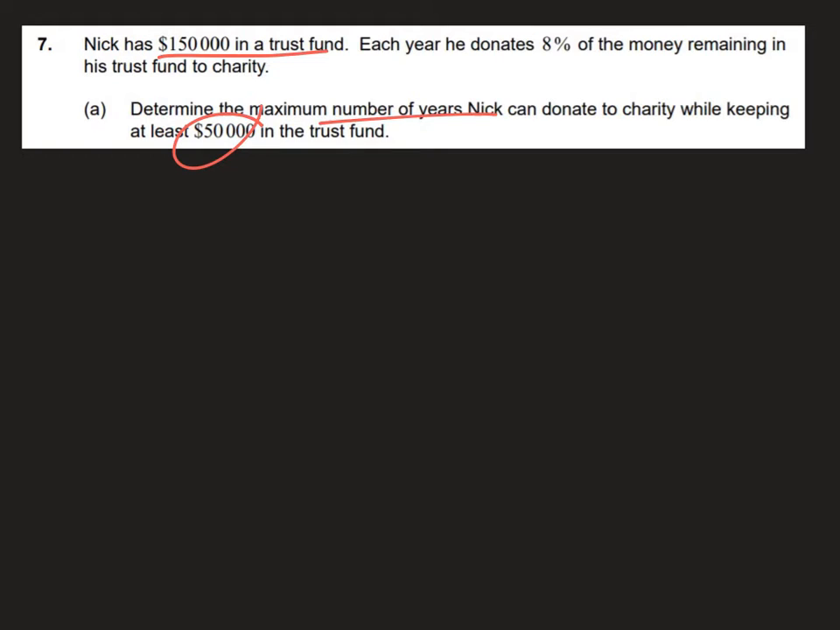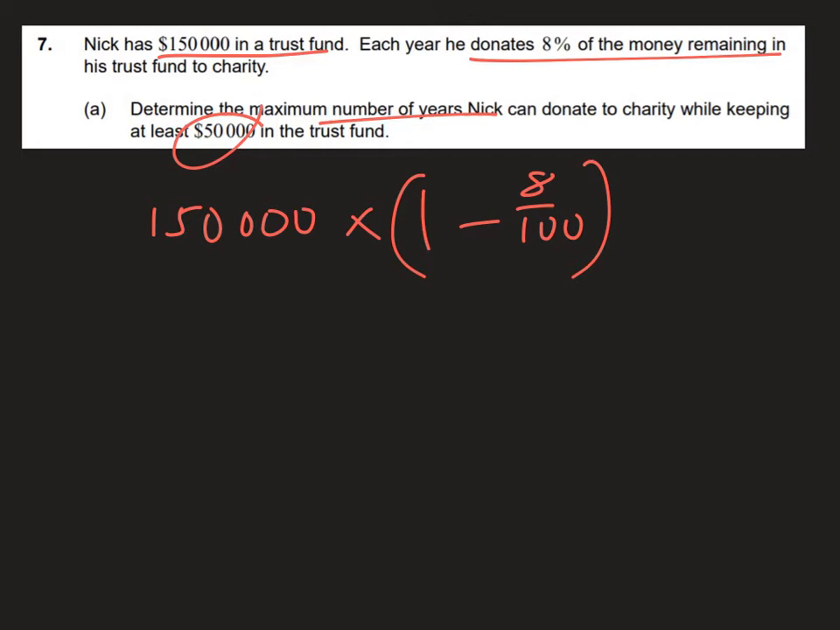So the key thing to recognise here is that our principal, our initial amount of money, is $150,000. And if he gives away 8% a year, that's actually going to decrease by 8% per year. So we're going to multiply by 1 minus 8 over 100, and that's going to happen each year. So we can use n to represent the number of years.